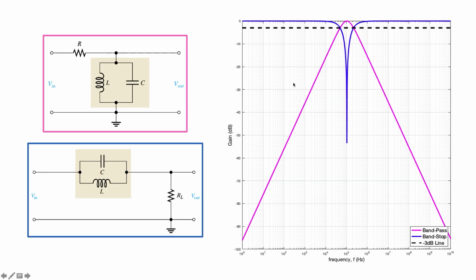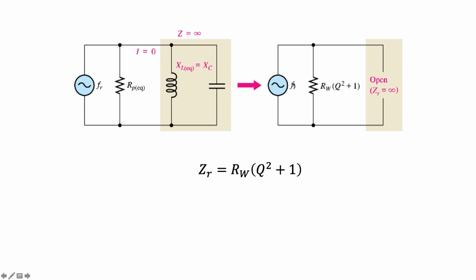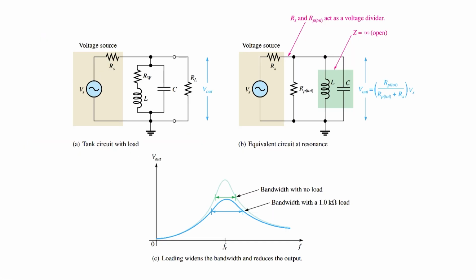In the figure, it is represented as Rp total. Rs and Rp total form a resistor voltage divider. Thus, the tank circuit sees a reduced input voltage. This reduces the output voltage and consequently increases the bandwidth.